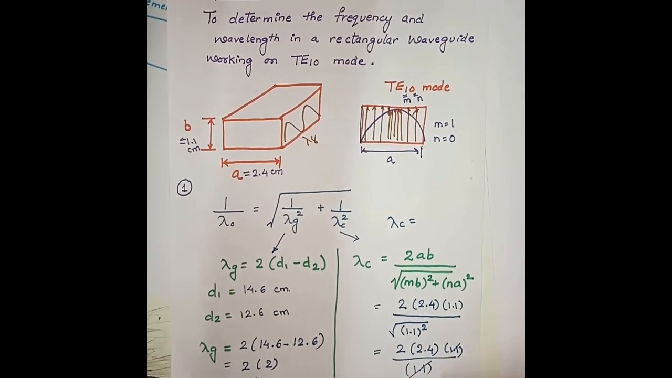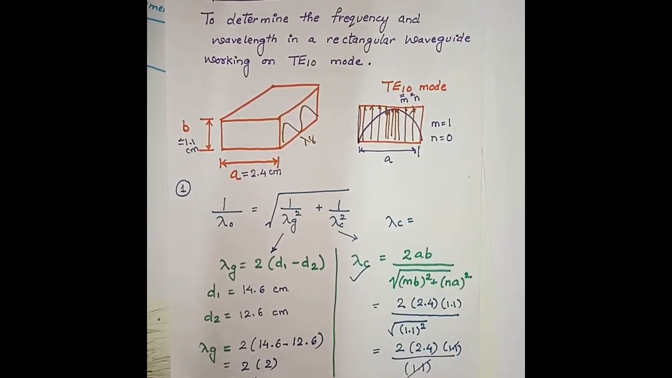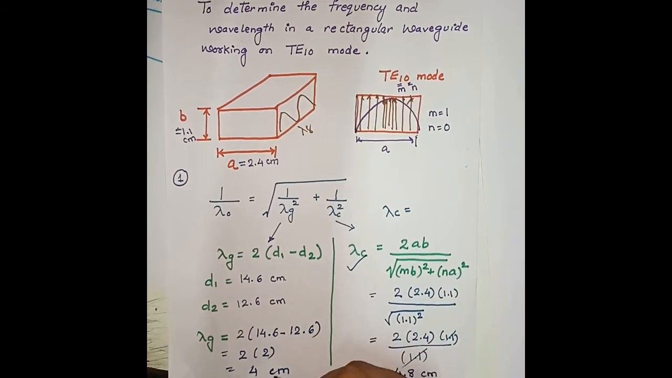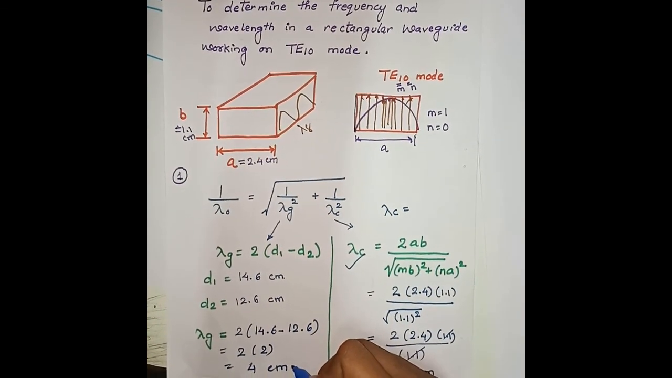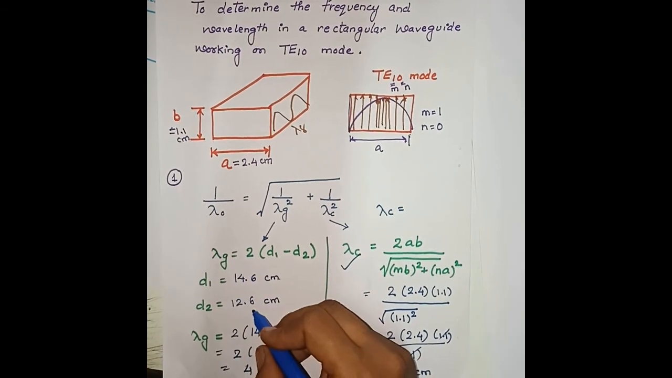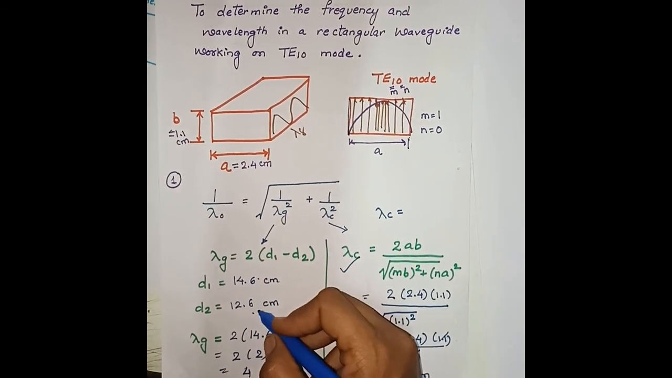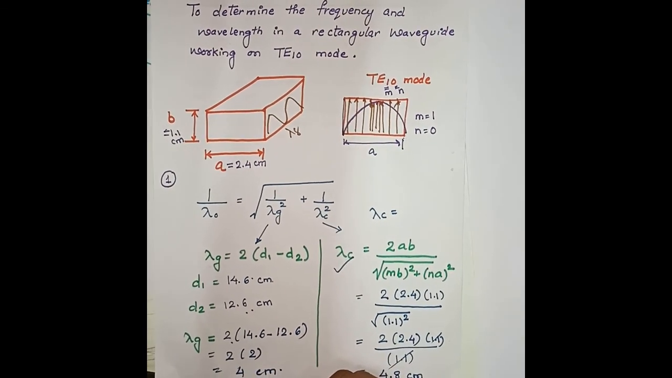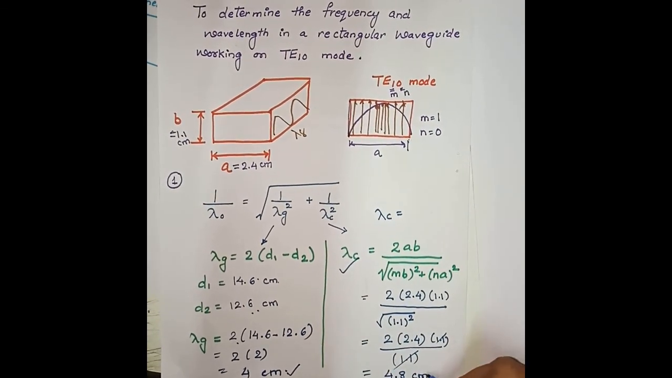Now we find out the value of lambda c. We have already found out, from the slotted section value, the value of lambda g, that is, the difference of d1 and d2 multiplied by 2. The answer is 4 centimeter. Make sure the units must be there.